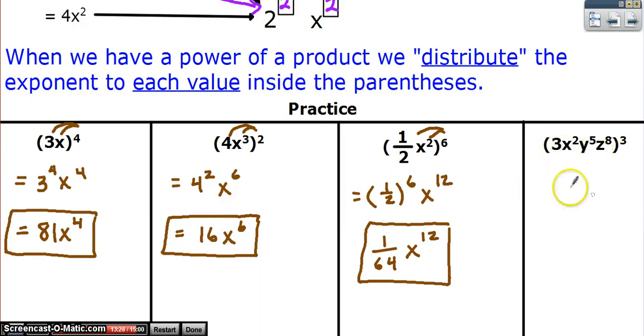All right, again, maybe try this last one on your own, see if you can get it, and then unpause the video and come back and see if you got it right.